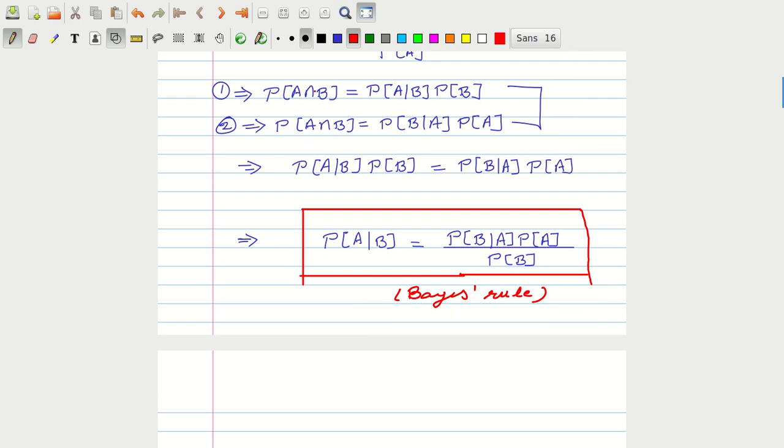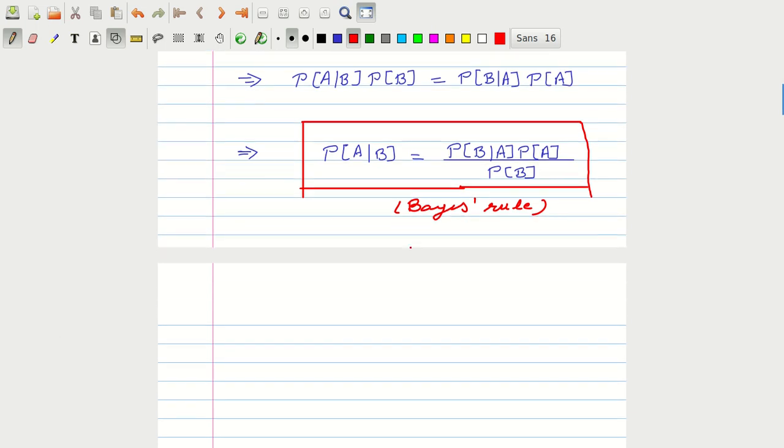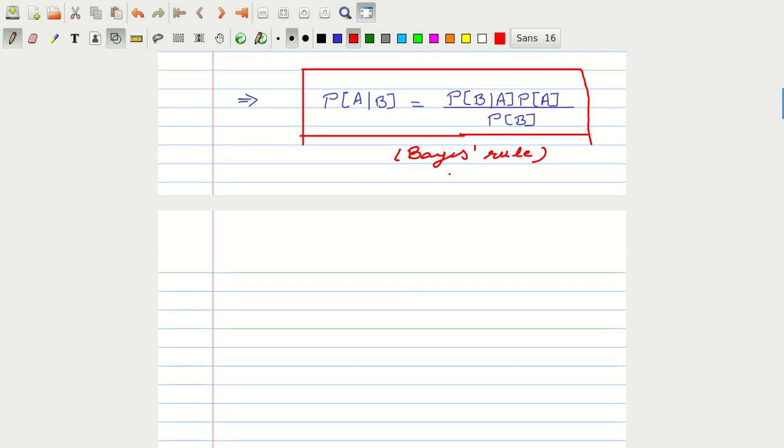The expression has 4 terms in it. P(A) is known as the prior probability. P(A given B) is called the posterior probability, and P(B given A) is called the likelihood. We'll note all this down later on.